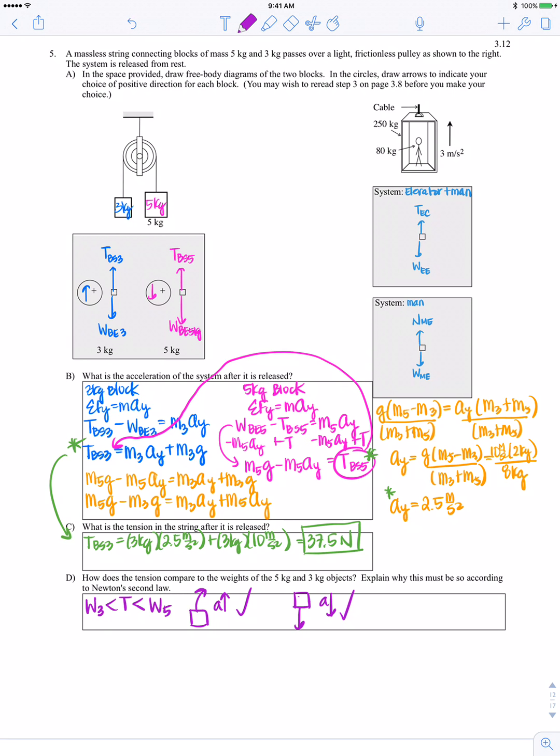That's because net force equals ma for the 3 kilogram block results in a positive sum of the forces, and since we said positive was up, we get this. And for the 5 kilogram block, we said positive was down, and our net forces are in fact down. Yay! Good job, guys.